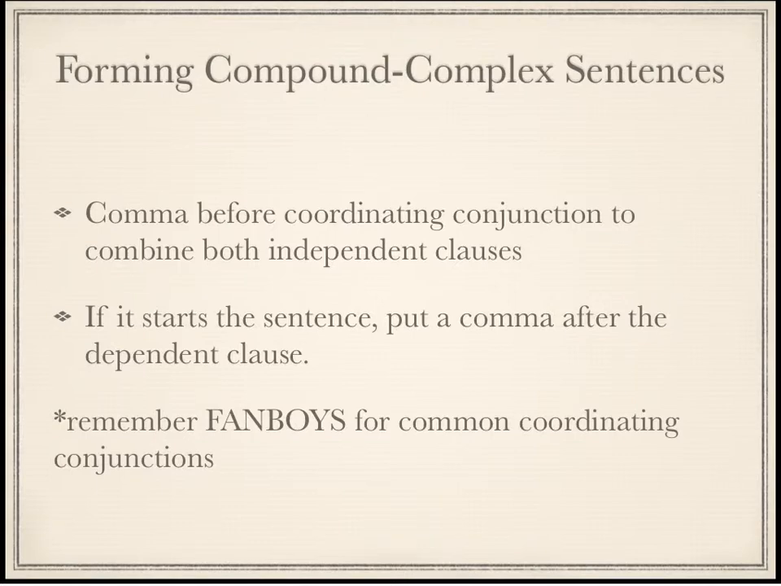When making compound complex sentences, make sure to use a comma, followed by a coordinating conjunction to combine both the independent clauses. If the sentence starts with a dependent clause, make sure to put a comma directly after it before adding the two independent clauses.